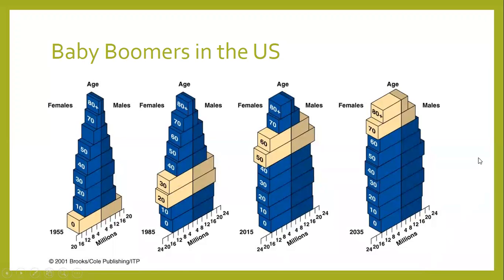So here's a very highly specialized one for the United States. Baby boomers, 1955, okay? They're down here and they're born. In 1985, they're in their 20s and 30s. In 2015, in their 50s and 60s. And then by 2035, in their 70s and 80s.